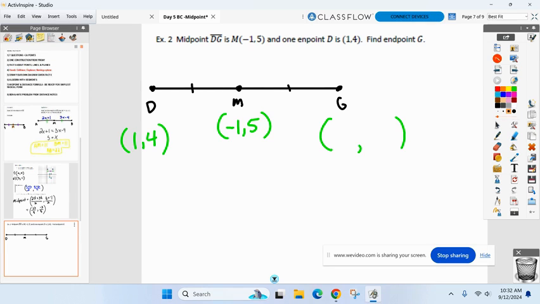Now, I could use the midpoint formula. I could, but I'm not, because I have a more efficient way to do this. Where's the midpoint again? In the middle. Right in the middle. So however far I go from D to M, I got to go that same amount from M to G. Got to stay the same.